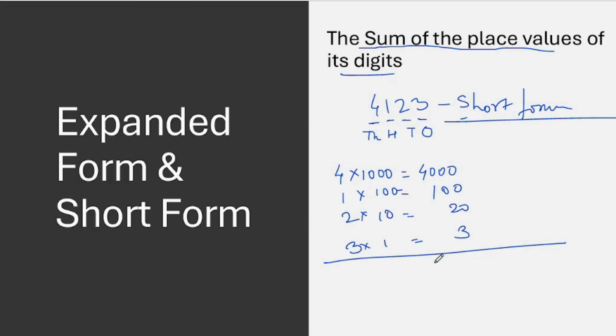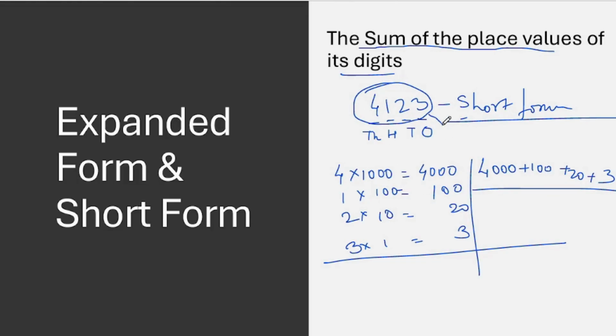So the expanded form would be 4000 plus 100 plus 20 plus 3. This is the expanded form. It's as simple as that. So if the number is given in short form and you are asked to write the expanded form, this would be it. If the number is given in expanded form and you are asked to write it in short form, just add all and you will get the short form.